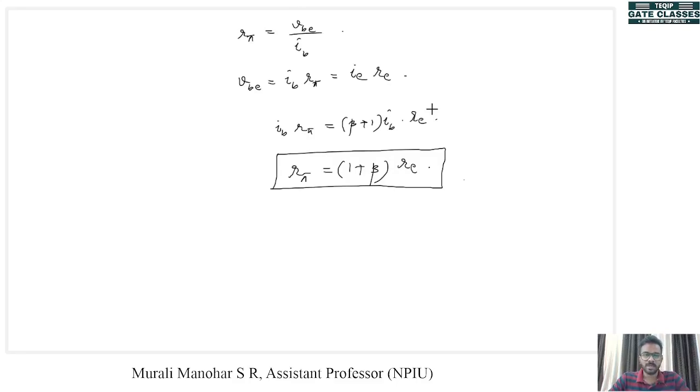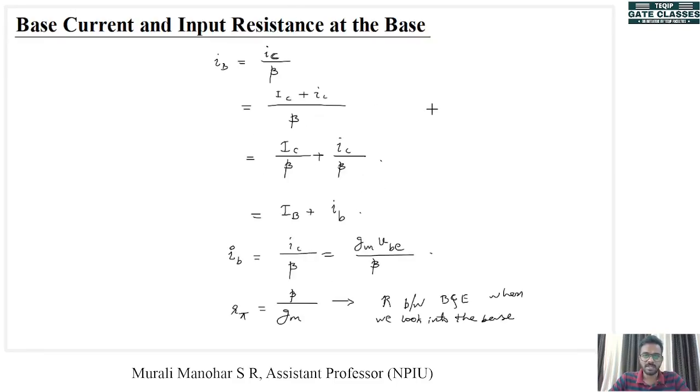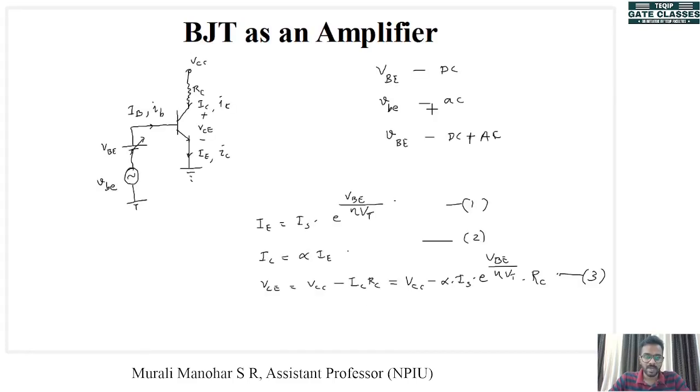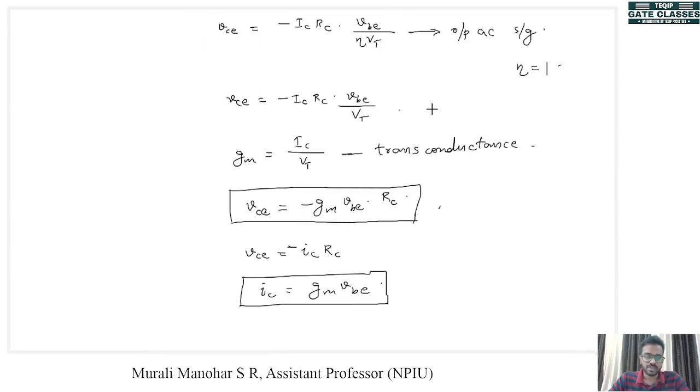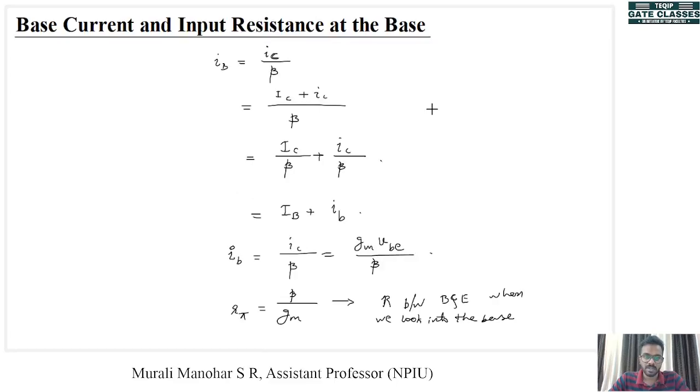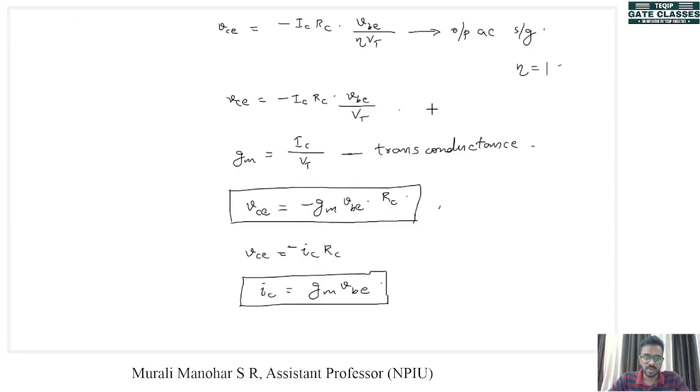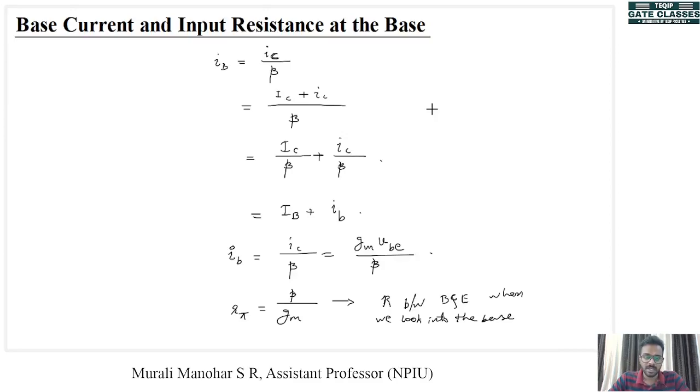Now we have seen the operation of a common emitter configuration as an amplifier. We have also derived the equation for input and output. We have also seen there are both AC and DC signals at the input as well as the output. We have also derived equations for output voltage and output current. We have got some new terms called transconductance, input resistance when we are looking into the input through the base, and input resistance when we are looking at the input through the emitter.